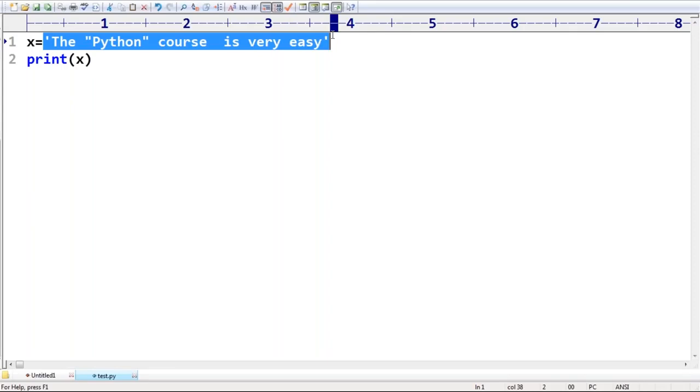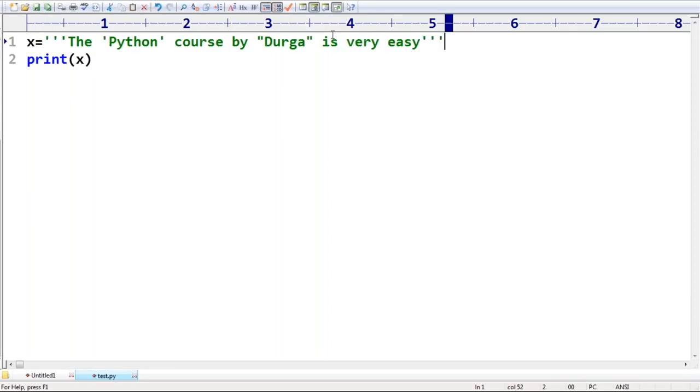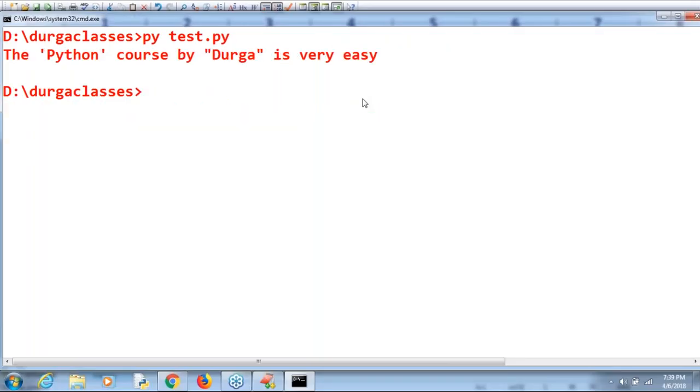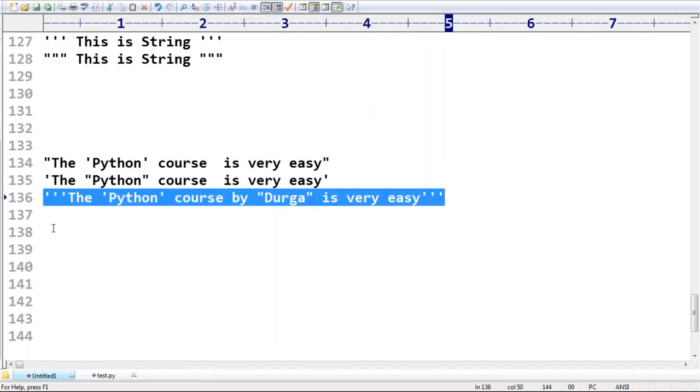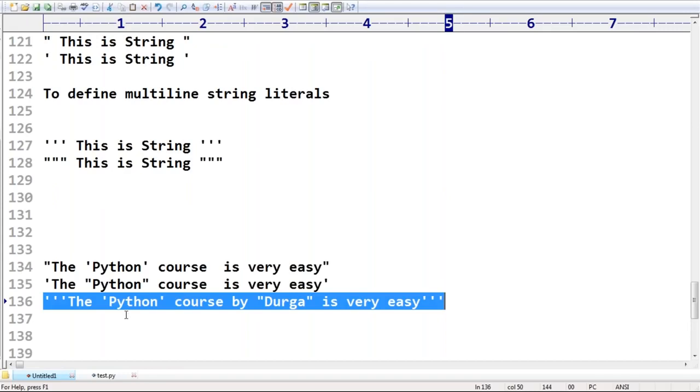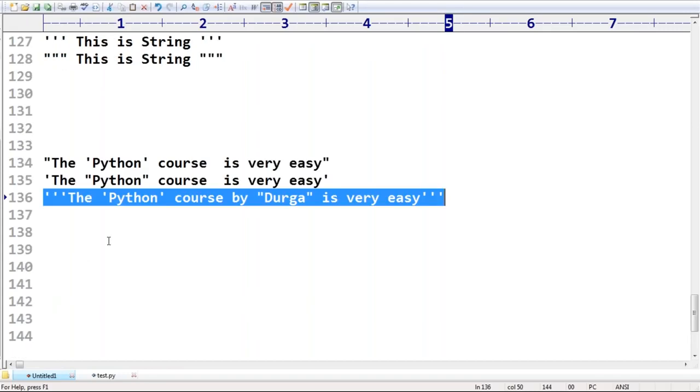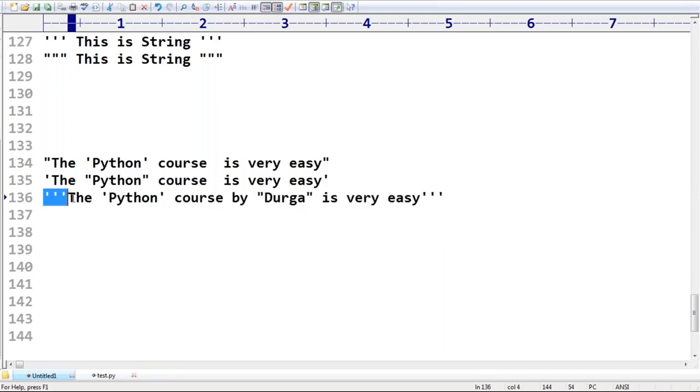Okay, sir. This is the use of triple single quote and triple double quotes, right? Now have a look once. The Python course by Durga is very easy. Clear for all, right? So triple quote symbols we can use for two purposes. One purpose is to define multi-line string literals. Second one, to use single quotes and double quotes as symbols in our string literal. Then better to go for triple quotes. Clear?